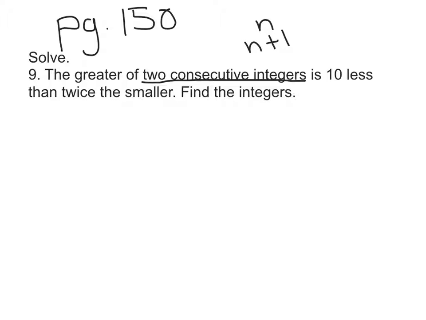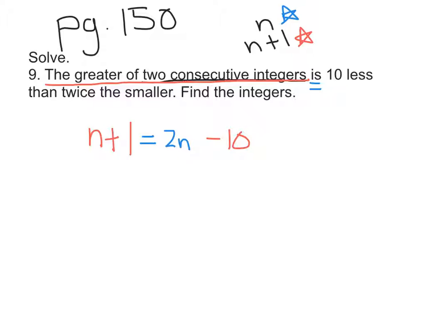So now, after I do that, I'm going to set up an equation. It says the greater of two consecutive integers, that's talking about this one, so I'm going to write that, is, remember, means equal, 10 less than twice the smaller. So 10 less than means subtract 10. And then it says twice the smaller. The smaller's up here, so that means 2n. Now I just need to solve this equation.